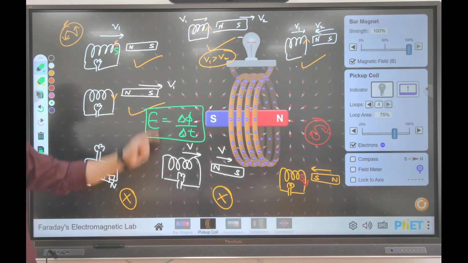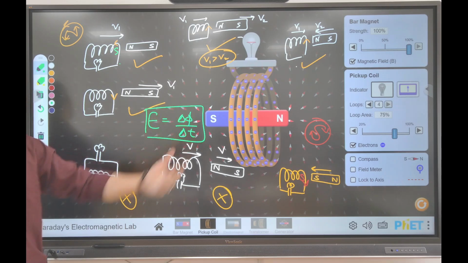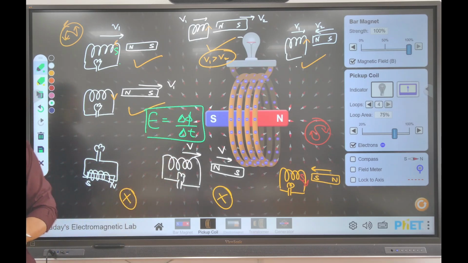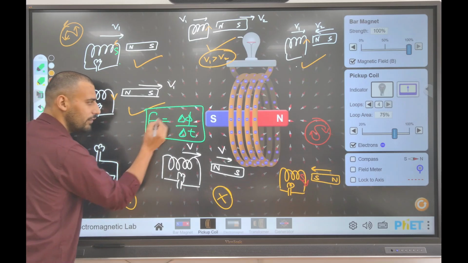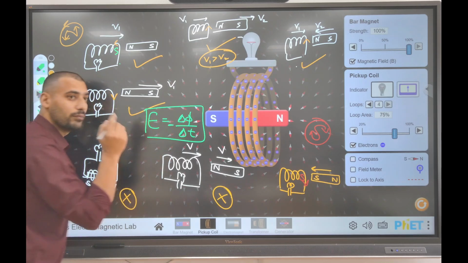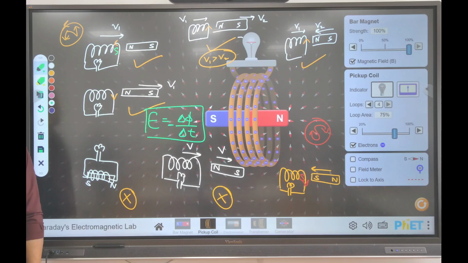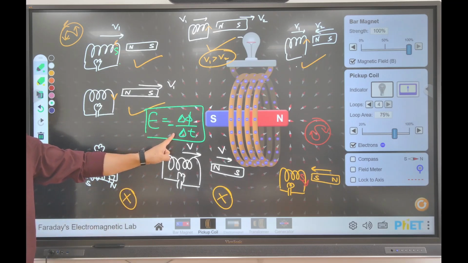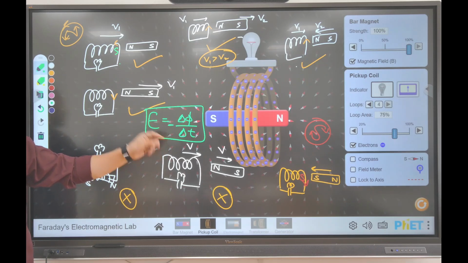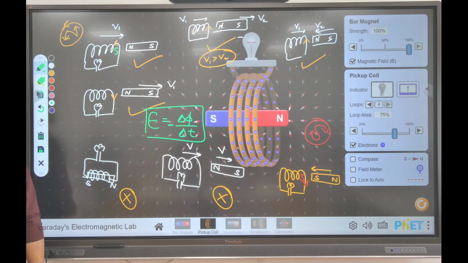And therefore, the equation which was given by Faraday was modified. And the modified equation is this. EMF is equal to negative, because it is opposite. Is that fine? So the sign here is negative. Why? What is the reason? Because it is opposite. Is that fine?